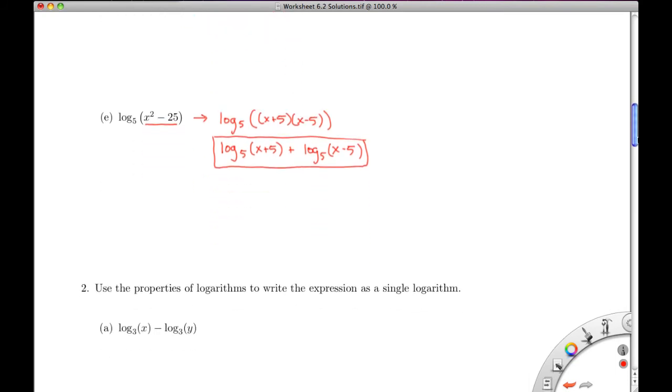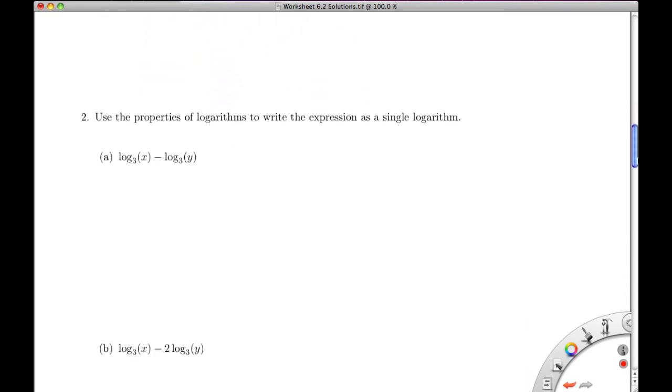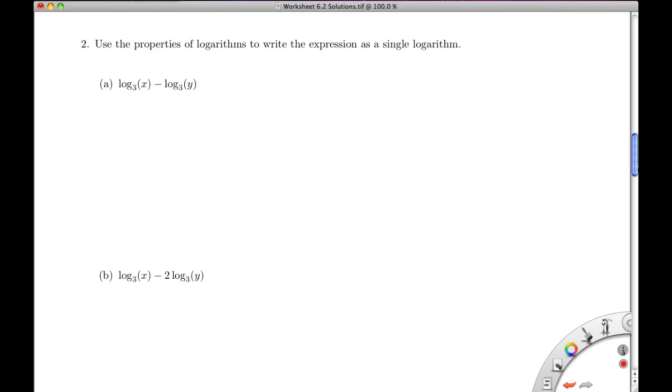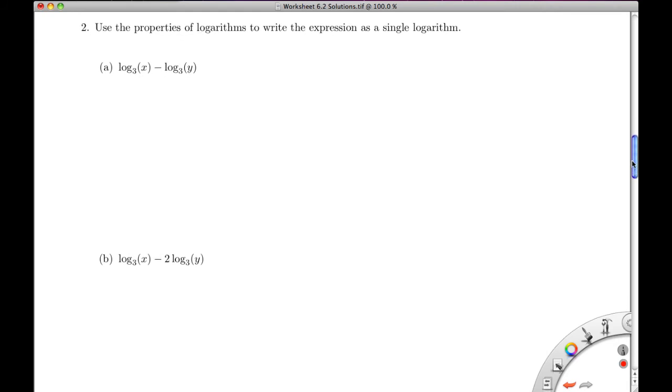Okay, so that does it for number 1. So there we were expanding logarithms, which is going to be an important part in calculus when we get to logarithmic differentiation. So it's definitely a good skill to have.